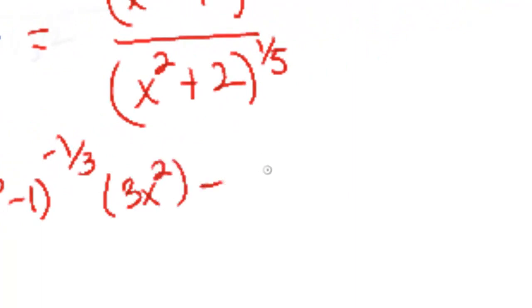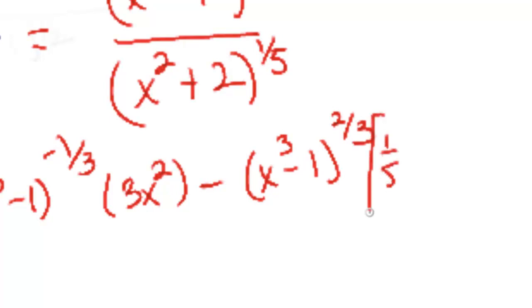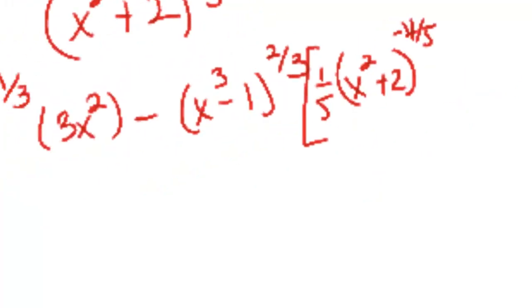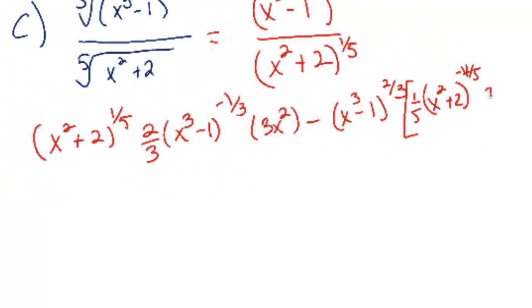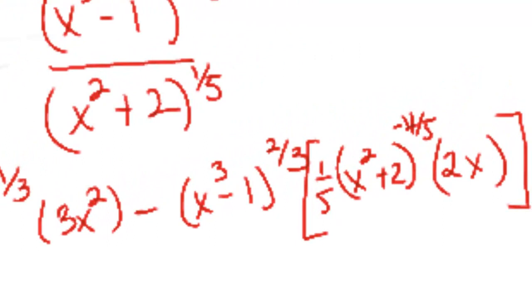minus the top times the derivative of the bottom and then times the derivative of the inside. Alright, and then all that's going to be over this squared. But I'm going to leave that off to the side for now and clean this up.